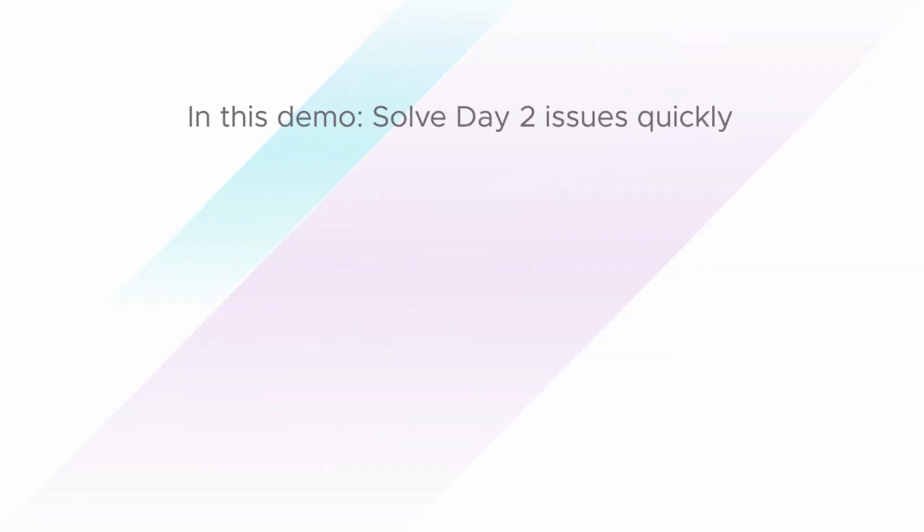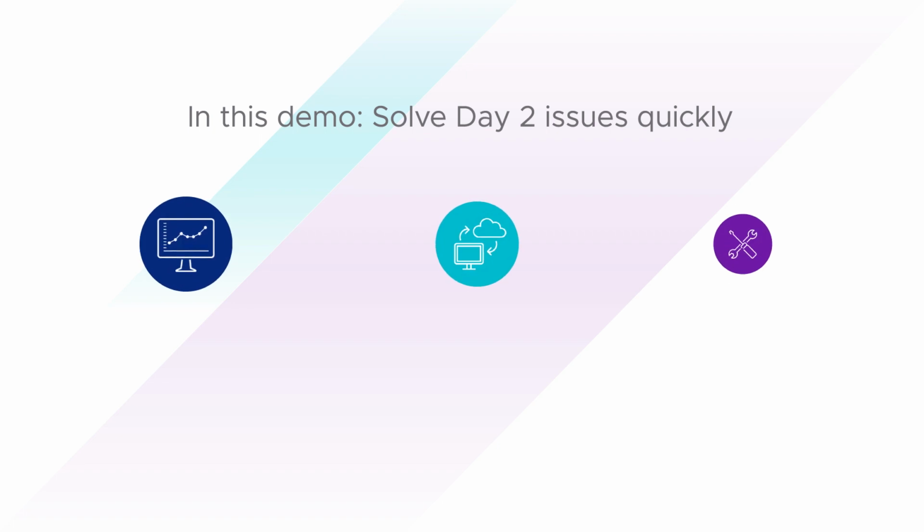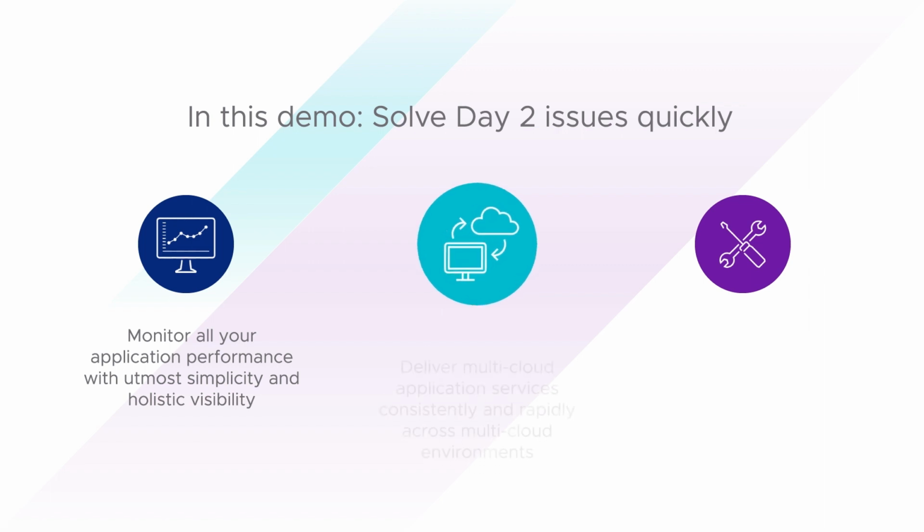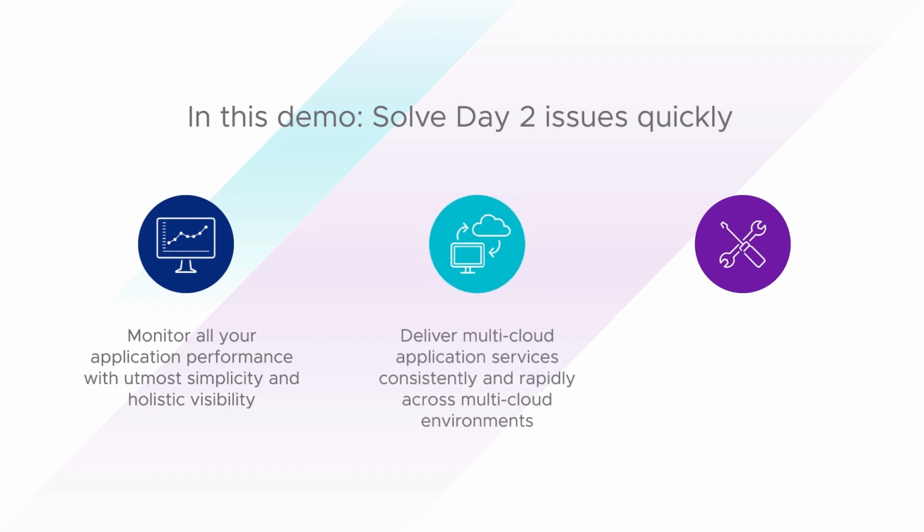This short demo is about solving day two issues quickly. You can experience three key aspects of the NSX Advanced Load Balancer and how it enables you to monitor all your application performance with utmost simplicity and holistic visibility, deliver multi-cloud application services consistently and rapidly across multi-cloud environments, troubleshoot and fix application delivery issues faster.